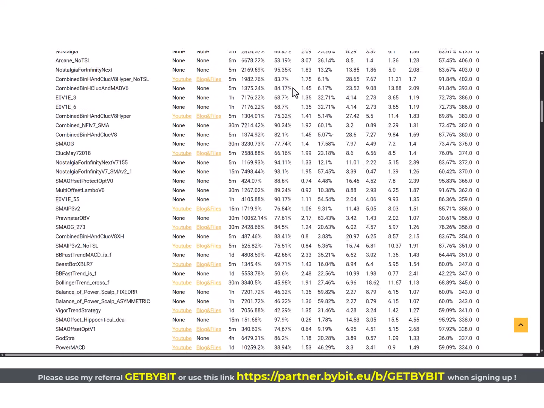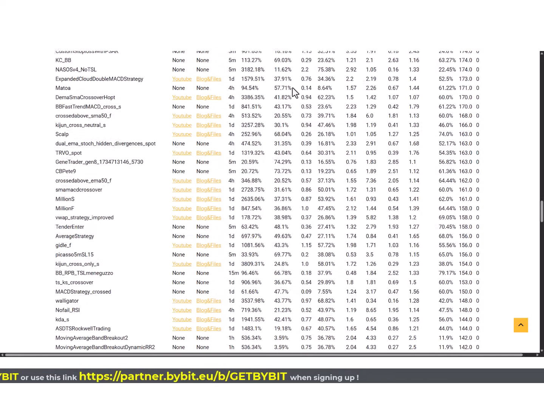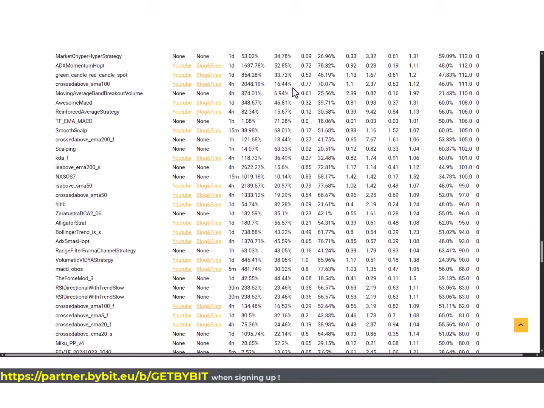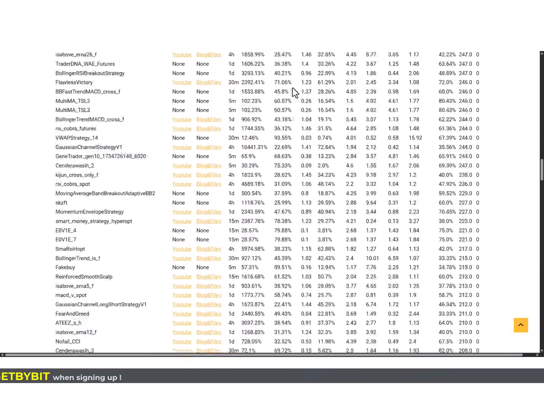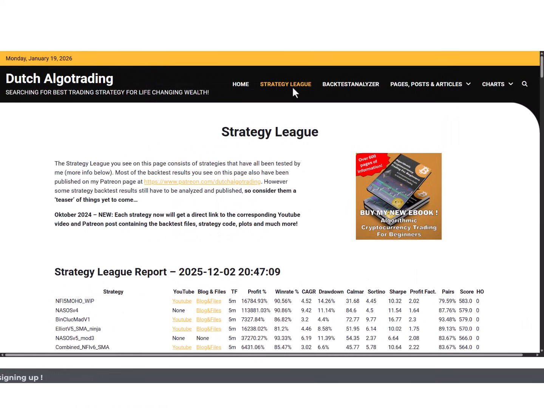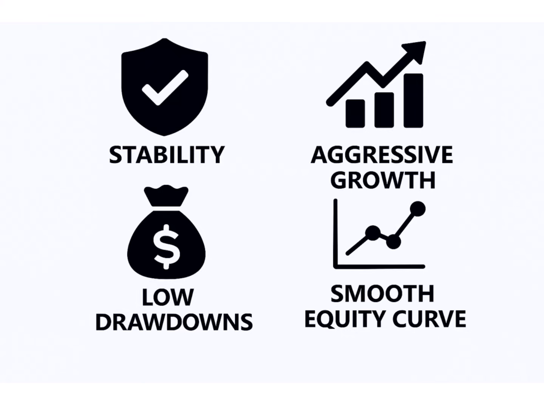Not to find the perfect strategy, because that doesn't exist, but to make better decisions when you're choosing between many imperfect ones. So instead of guessing, instead of being impressed by one flashy metric, and instead of jumping from system to system, you now have a structured way to evaluate strategies objectively, based on what you care about. So whether your priority is stability, or aggressive growth, or low drawdowns, or a smooth equity curve, this TOPSIS method allows you to turn those preferences into an actual mathematical decision process. And this alone already puts you way ahead of most strategy comparisons you see online.